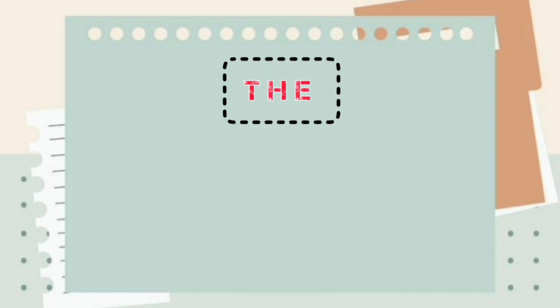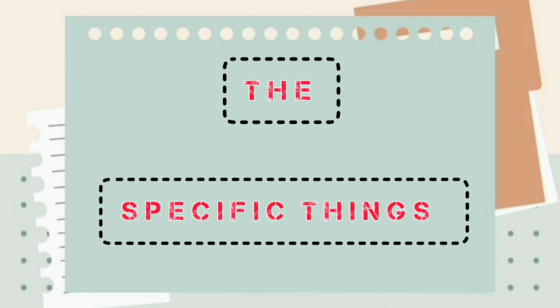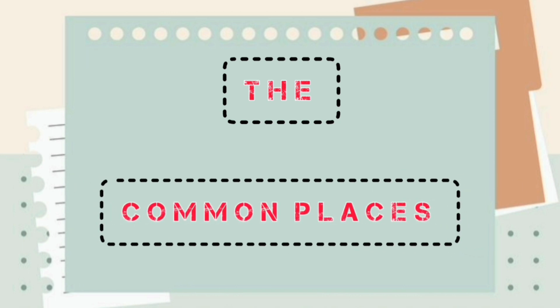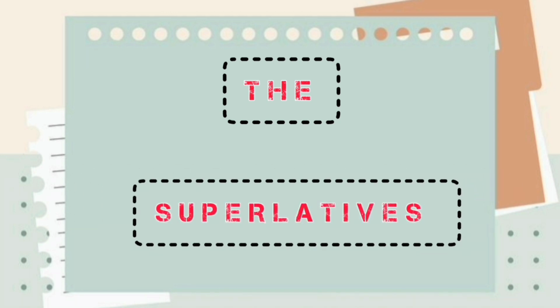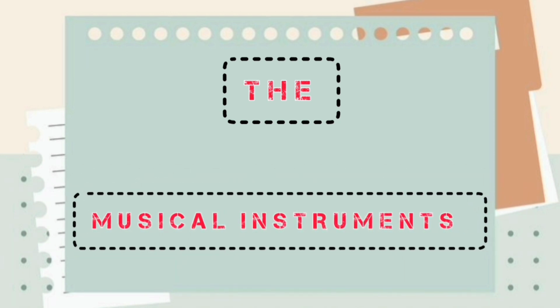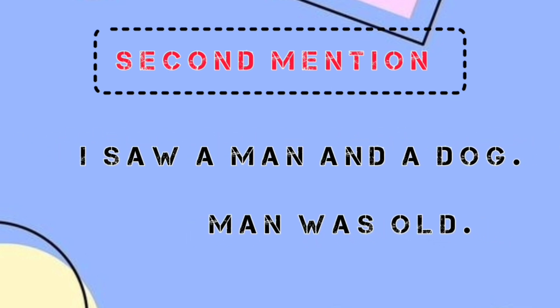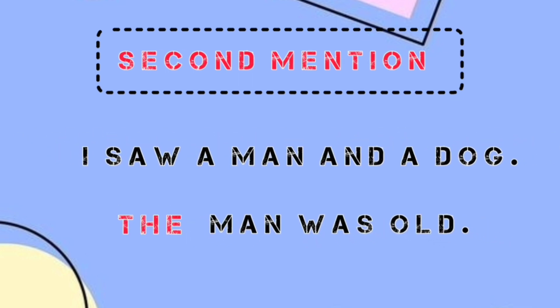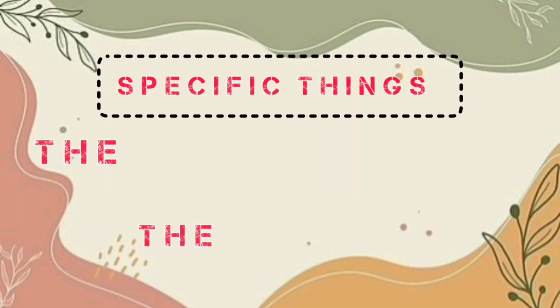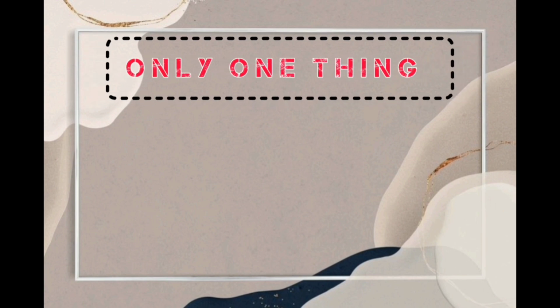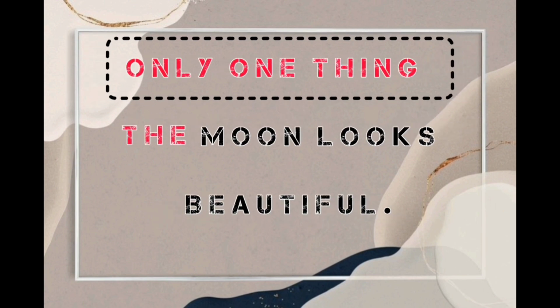You can use the for second mention, specific things, only one thing, common places, superlatives, musical instruments. Let's learn some examples. Second mention. I saw a man and a dog. The man was old. Specific things. The children are in the garden. Only one thing. The moon looks beautiful.